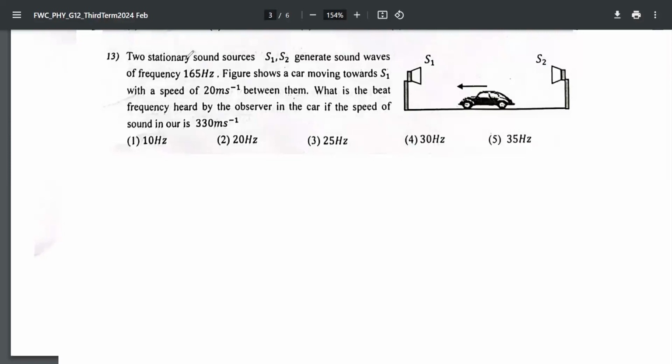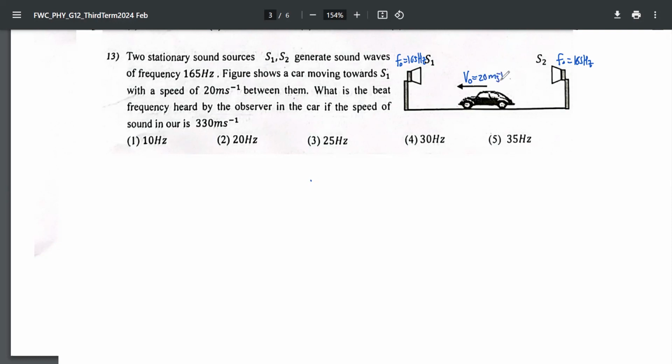Question number 13. Two stationary sound sources S1 and S2 generate sound waves of frequency 165 Hertz. So the original frequency is 165 Hertz for both. The figure shows a car moving towards S1 at speed 20 meters per second. So 20 meters per second is the speed of the observer.